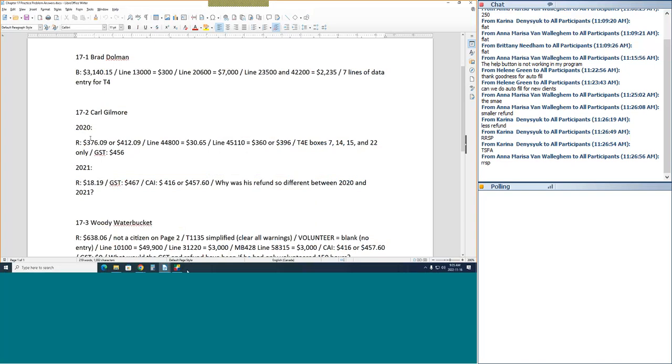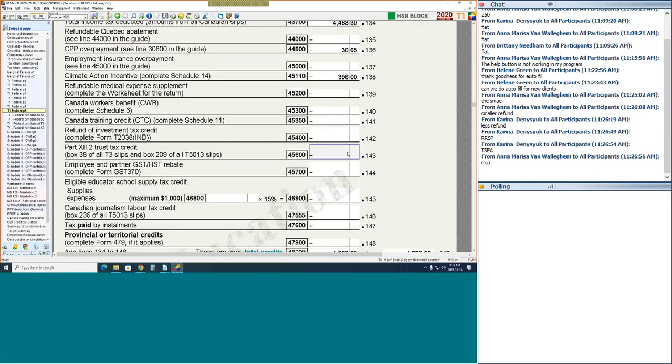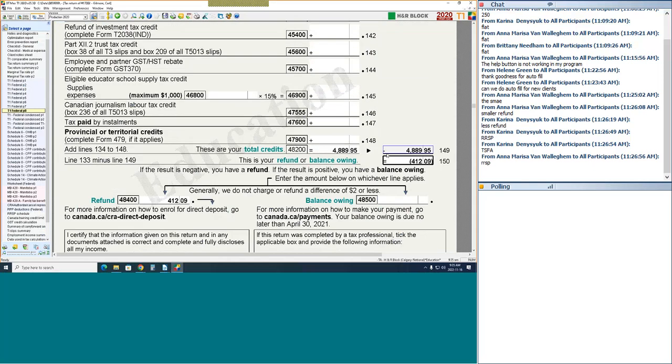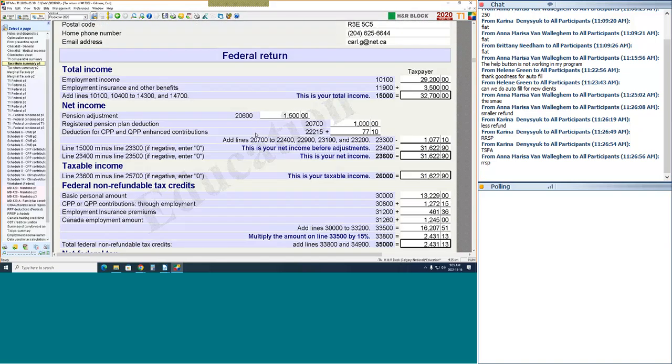Outside Winnipeg, he'll get a little bit more, and that's because the climate action incentive was part of the tax return in 2020. This one is set up as the out of Winnipeg. So if you're outside Winnipeg, you should have gotten $412.09. Okay. Again, why is that his refund? Why does he have a refund? Let's take a look at his tax return.